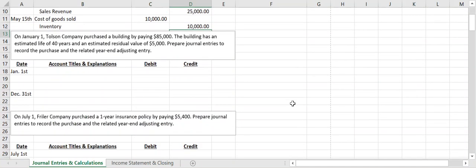In the next one, review exercise 3.2, it says that on January 1st, the company purchased a building by paying $85,000. The building has an estimated useful life of 40 years and an estimated residual of $5,000. They want two journal entries, one to record the purchase of that building and the second to record the year-end adjusting entry, which in this case would be for depreciation.